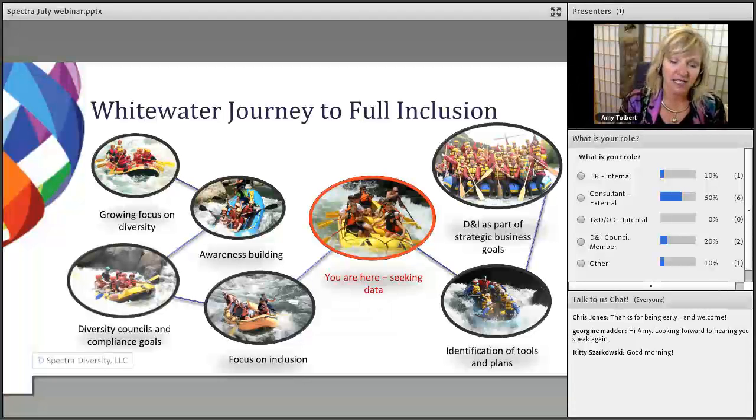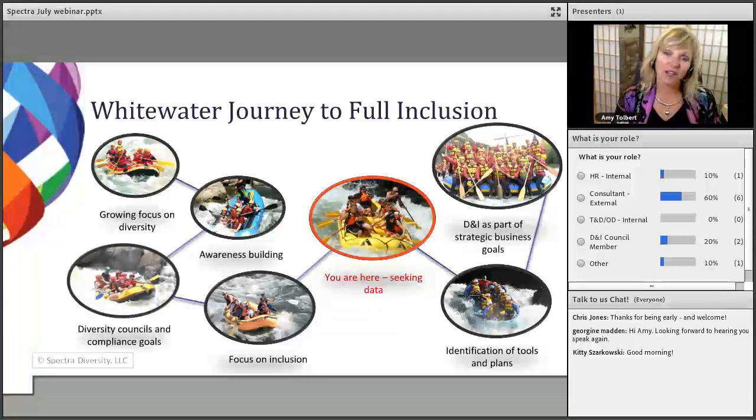Down in the lower left, diversity councils started to bubble up and more compliance goals were being held with great scrutiny throughout the organization. Then we find just a few years ago, we really got more of a focus on the concept of inclusion. So it's not just about diversity in the numbers, it's really about how we can be more inclusive in our behaviors, how we build that more into performance goals. And that's where we are today, right there in that red bubble, together in our raft, seeking data, exploring the concept of measurement.